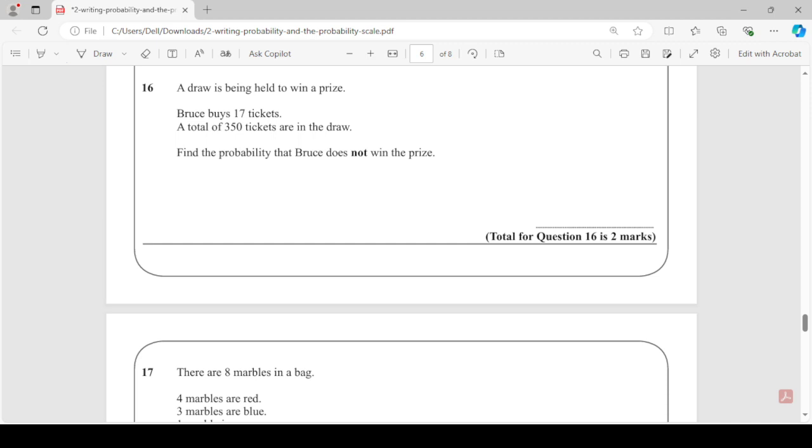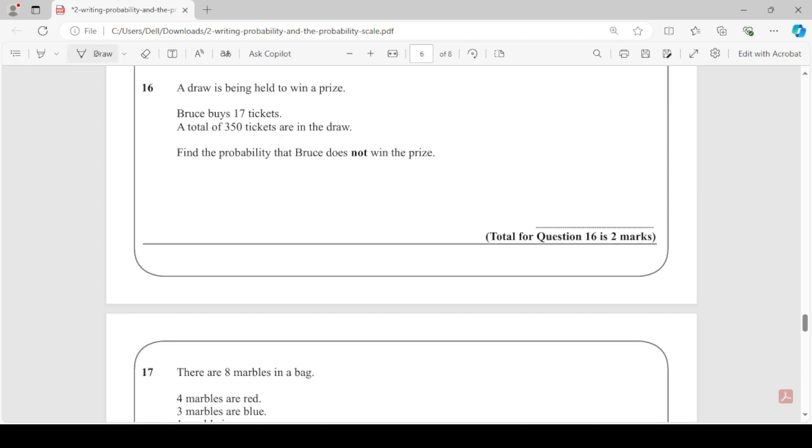Question number 16. A draw is being held to win a prize. Bruce buys 17 tickets. A total of 350 tickets are in the draw. Find the probability that Bruce does not win the prize.